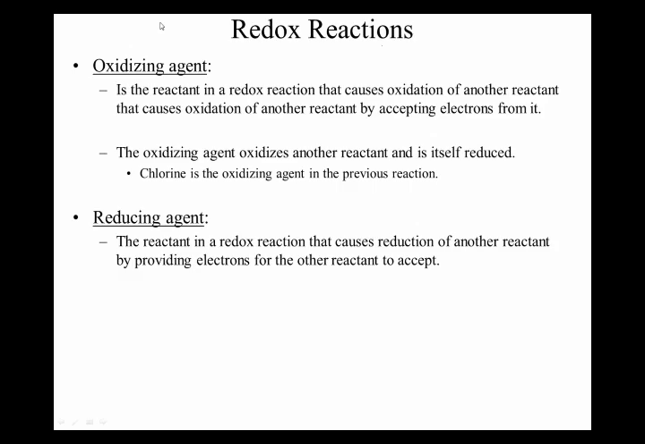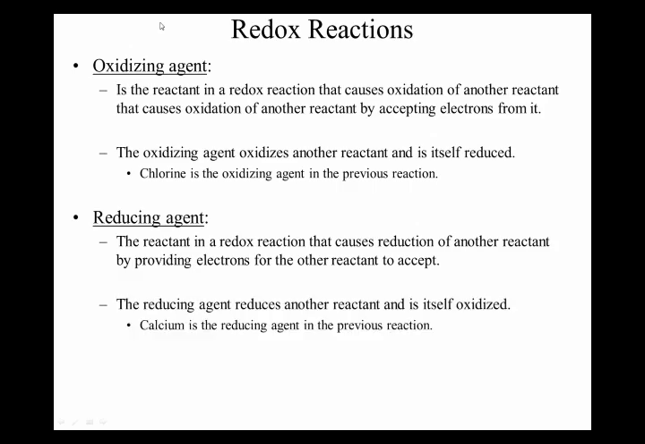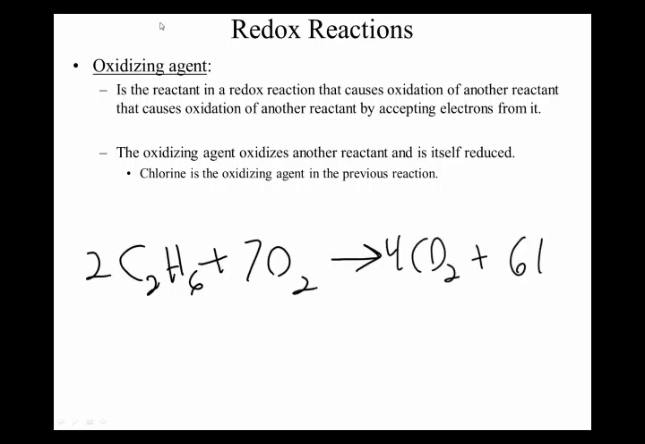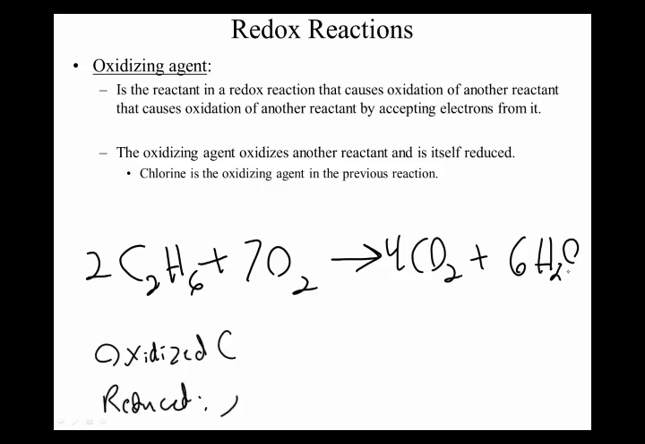Okay. An extra little thing, a way we phrase this. Let's go back to this one. So we had C2H6 + 7O2 produces 4 CO2 + 6 H2O. And remember, we discovered that carbon was oxidized, oxygen was reduced. The way we refer to the oxidizing agent and the reducing agent.